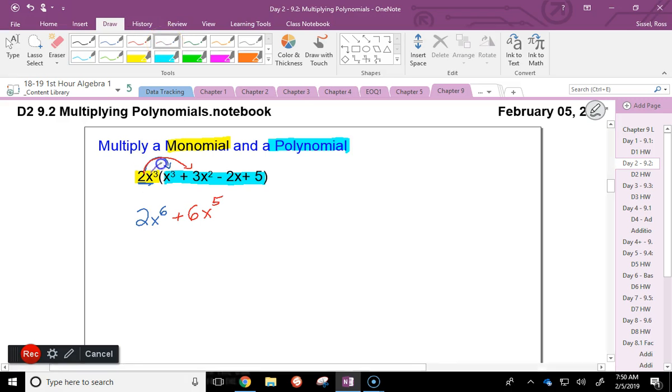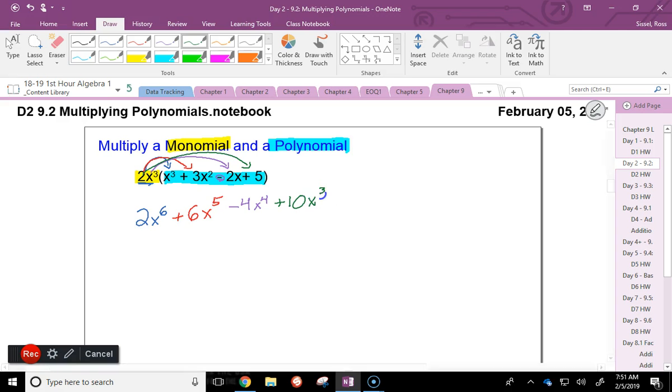I then do my 2x squared times negative 2x. 2 times 2 is going to be the negative 4, because remember, we had negative 4 here. And x to the cubed times x is x to the fourth power. And then your last one, 2x to the third power times 5. You times your coefficients, so you would get 10x cubed.